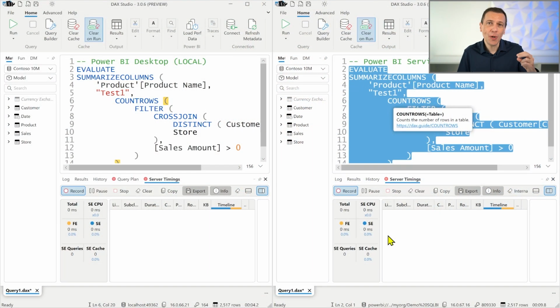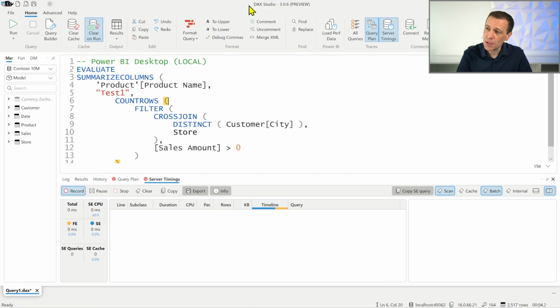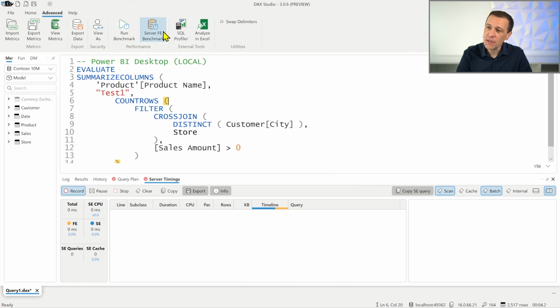I prepared two instances of DAX Studio, one connected to a Power BI desktop model that I have locally, and one connected to the very same model published on Power BI service. My goal is to show you a new feature that we have in DAX Studio, which is this advanced Server Formula Engine Benchmark. But before showing the feature, I want to show you what happens when I execute a query.